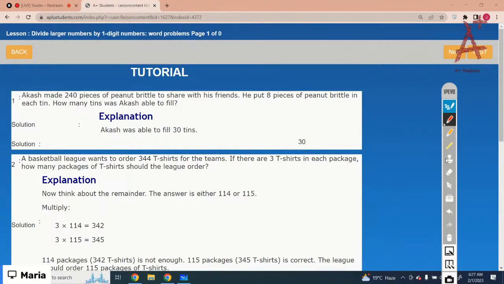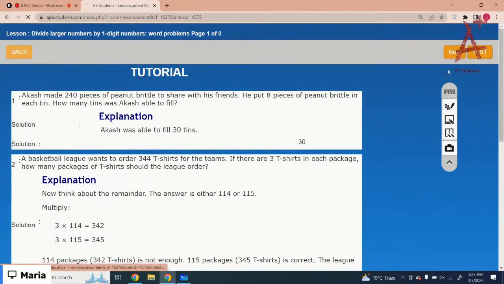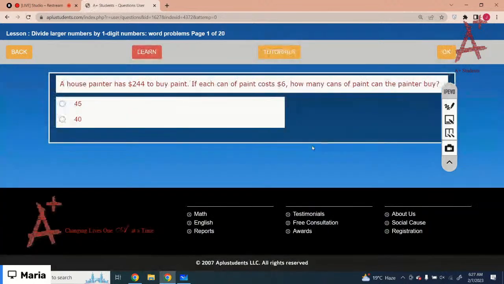Let's just start with the practice questions. They are already solved. You can have a look at them later today. Okay, let me read the question.